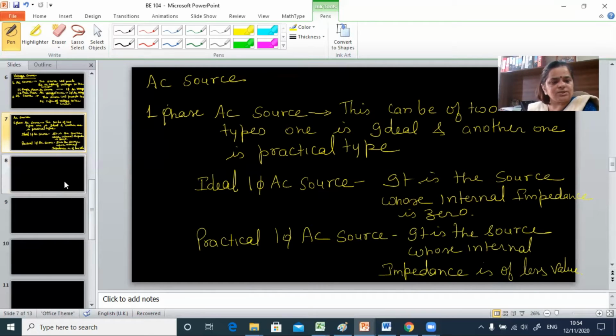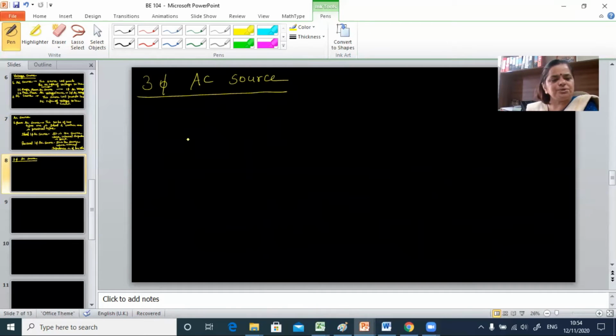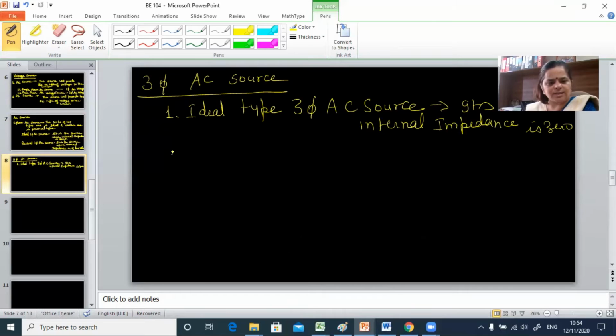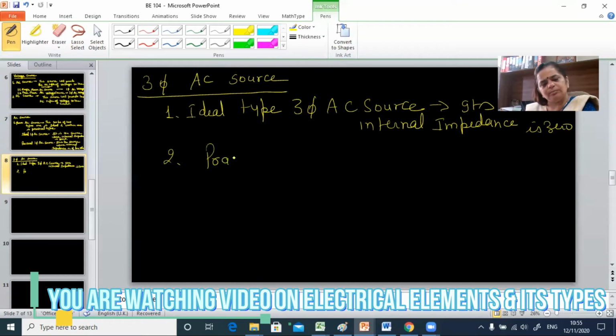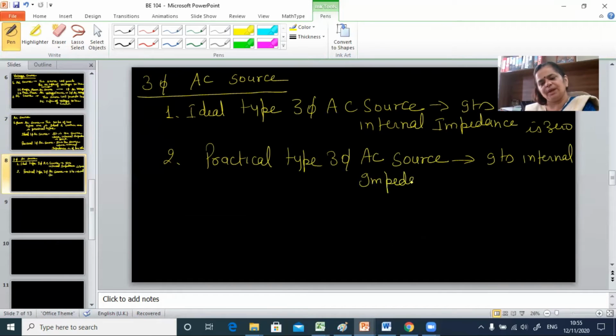Now let us talk about three phase AC source. Again, it is of two types. One is ideal type three phase AC source, whose internal impedance is 0. Whereas practical type three phase AC source, its internal impedance is of less value. So this is something about three phase AC source.